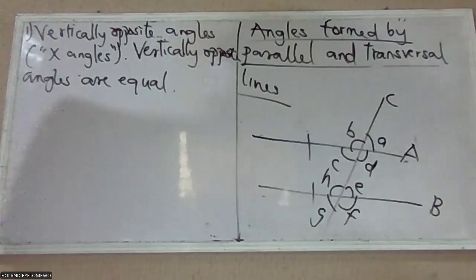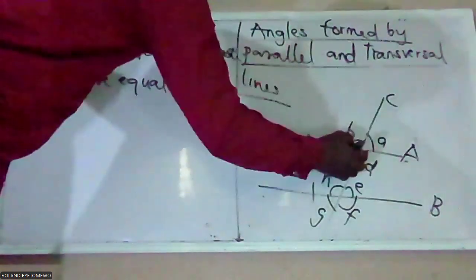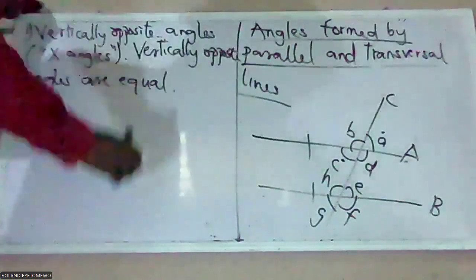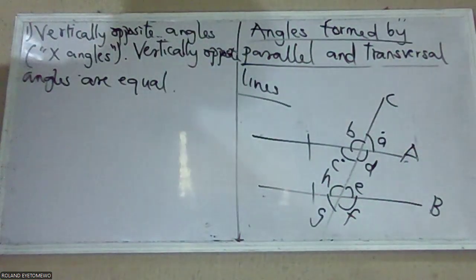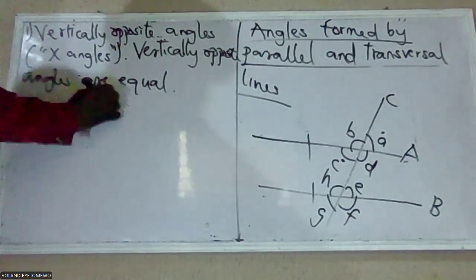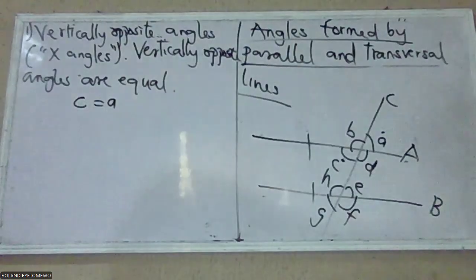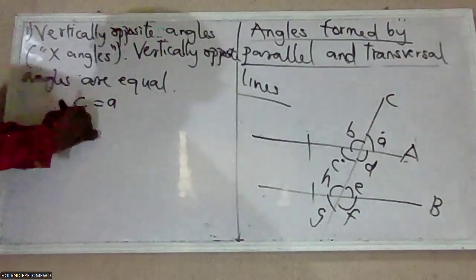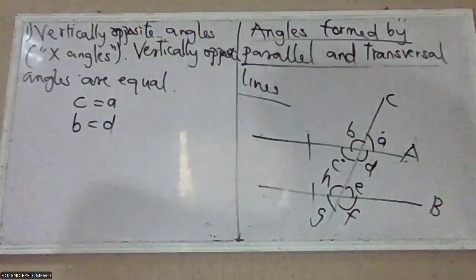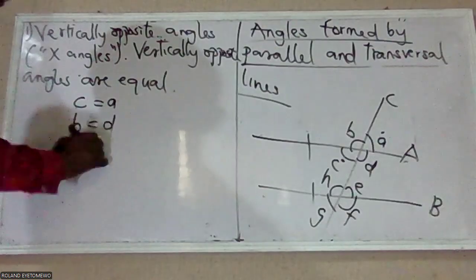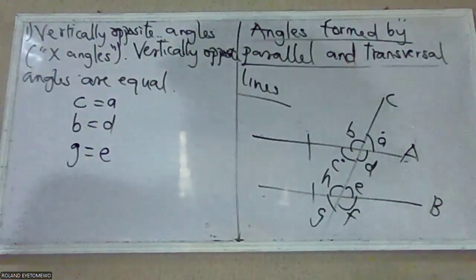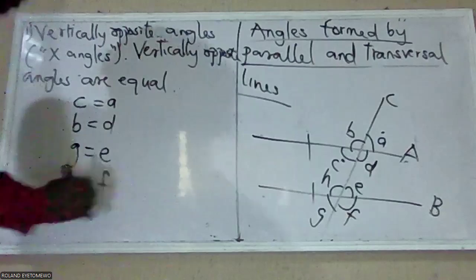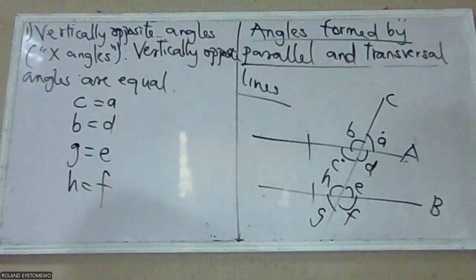Now, the vertically opposite angles here: a straight line, another straight line. This angle and this angle are vertically opposite angles and they are equal. So C is equal to A. It means once we know angle C, we have known angle A. Then angle B is equal to angle D, vertically opposite angles. Angle G is equal to angle E. Then angle H is equal to angle F. Those are vertically opposite angles.